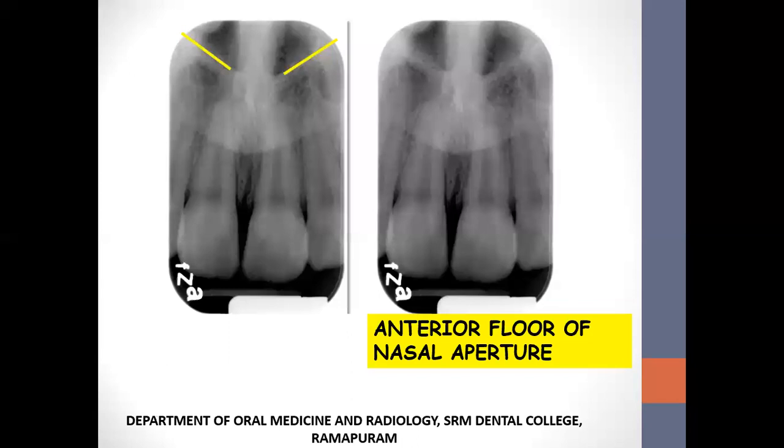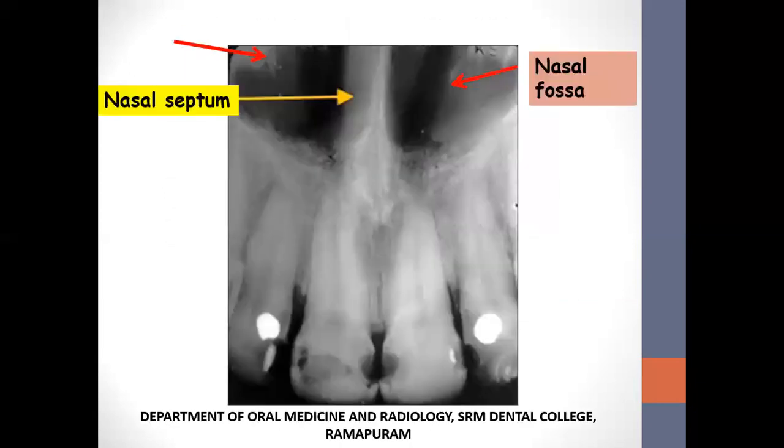The third structure is the nasal aperture, and it has the anterior floor of the nasal aperture, as the yellow lines point out. And we have the nasal aperture or the nasal fossa and the nasal septum. So the nasal aperture is otherwise called the nasal fossa. It is an air-filled cavity. It lies above the oral cavity. Its radiolucent image may be apparent on intraoral radiographs of the maxillary teeth, especially in the central incisor projection.